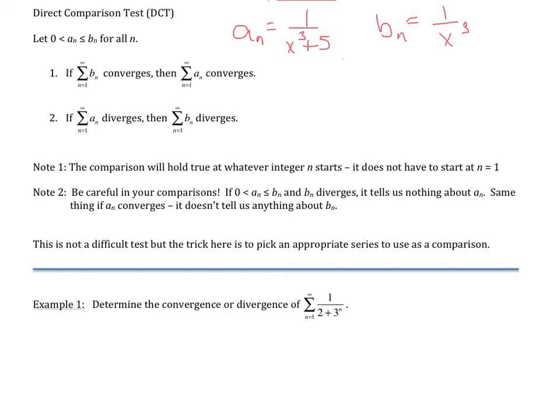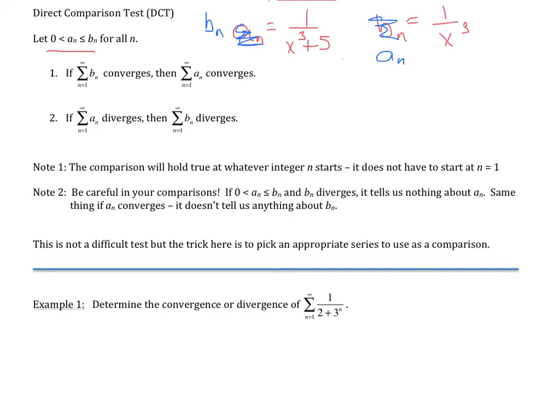Alright, so here's the key though. You're going to compare these two series and see which one's bigger than the other one. Now I've said if a sub n is less than or equal to b sub n. That doesn't mean that you always have to choose a series that's bigger than the one you're trying to compare. Maybe I've decided to let this one be b sub n and this one be a sub n. It doesn't matter which one you call which. You're just going to have one series that's smaller than the other series.